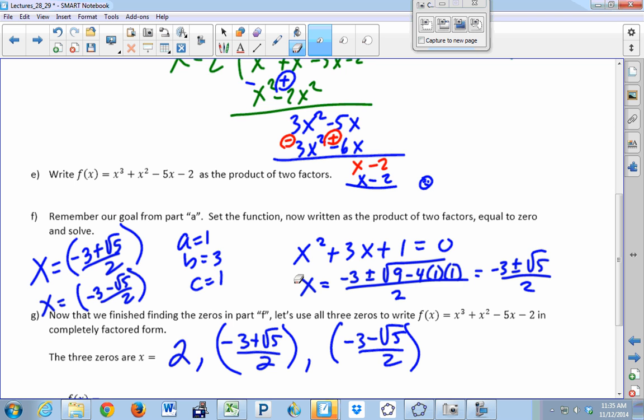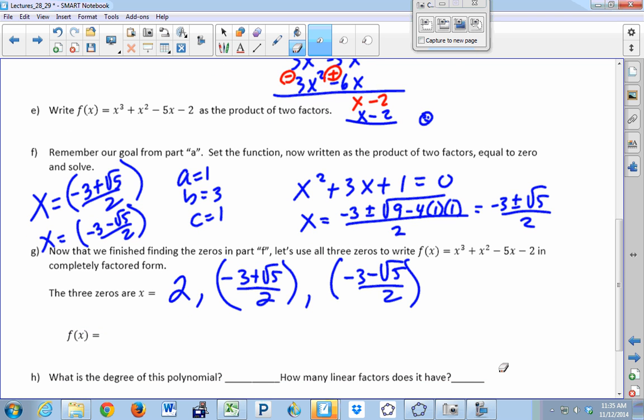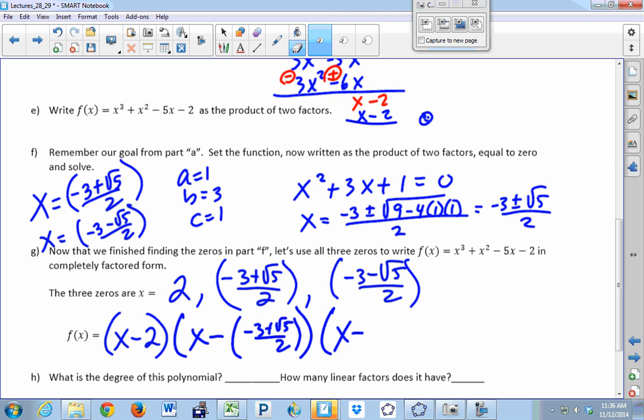Now that I know my 3 zeros, I can put this into factored form by saying x take away each one of these. So this is what it looks like in completely factored form. x take away 2, x take away -3 plus the square root of 5 over 2, and then x take away -3 minus the square root of 5 over 2. And you don't have to simplify it beyond that. That's fine.